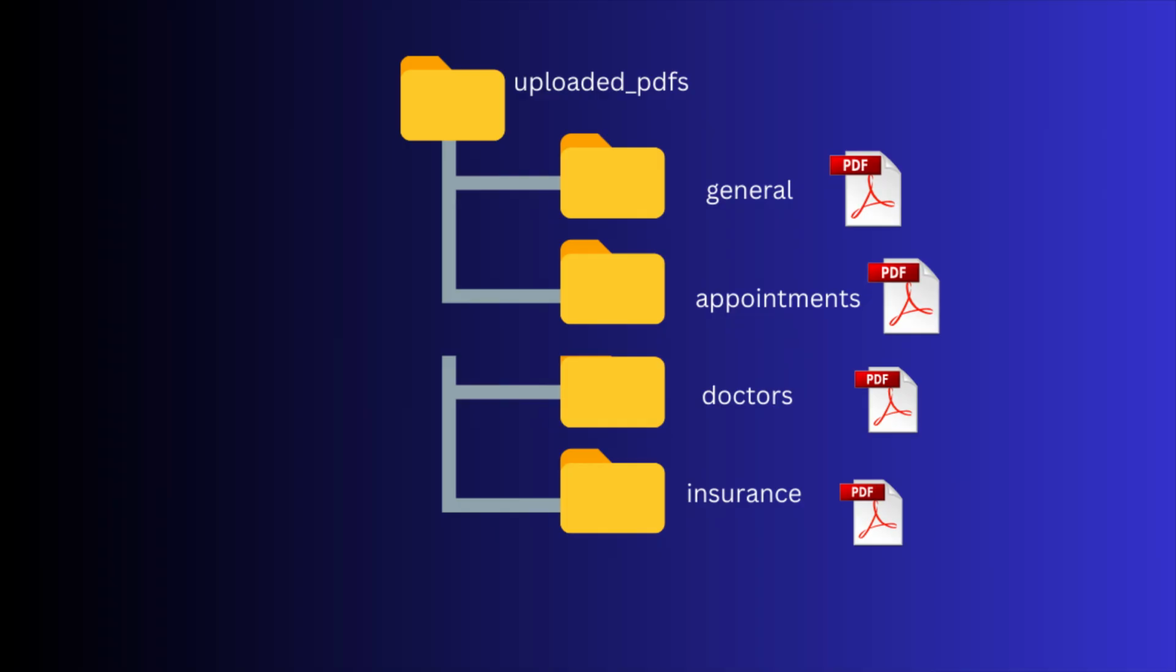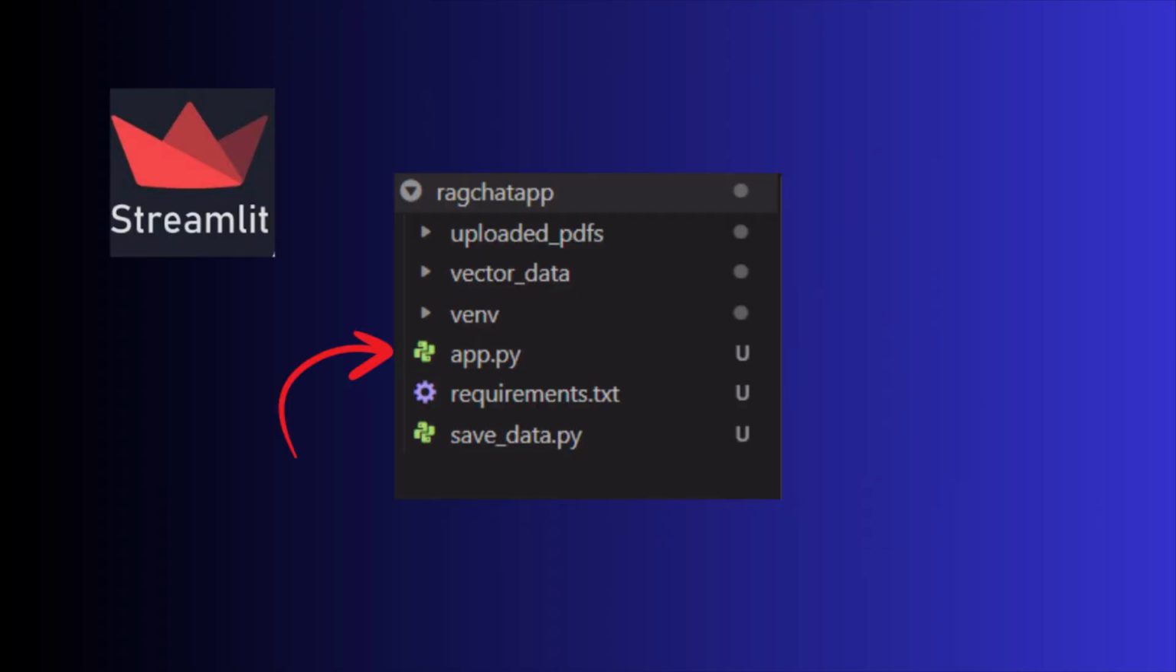While you upload the PDFs, you can create separate folders under uploaded PDFs for each category. For example, general, appointments, doctors, etc. And you can upload corresponding PDFs under each category. This will help to list the tags in the UI, and also we can easily retrieve content based on the category. Now we need a UI to interact with the LLM with RAG.